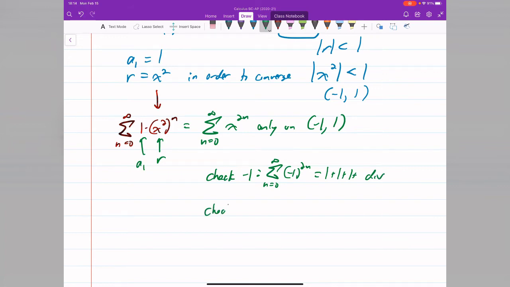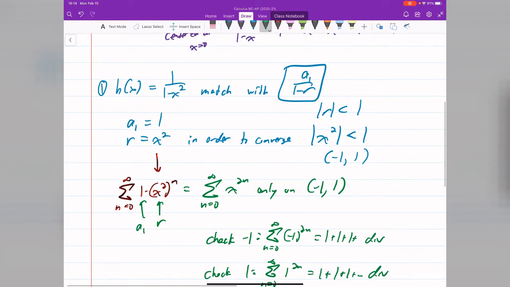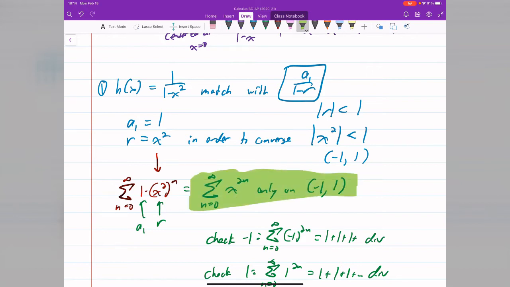Now let's check 1. If I substitute 1 in, I get 1 to the 2n, which is also 1 plus 1 plus 1, etc. So that also diverges. So I know that my endpoints don't work, and the power series representation of 1 over 1 minus x squared is this, but only within that interval of convergence.